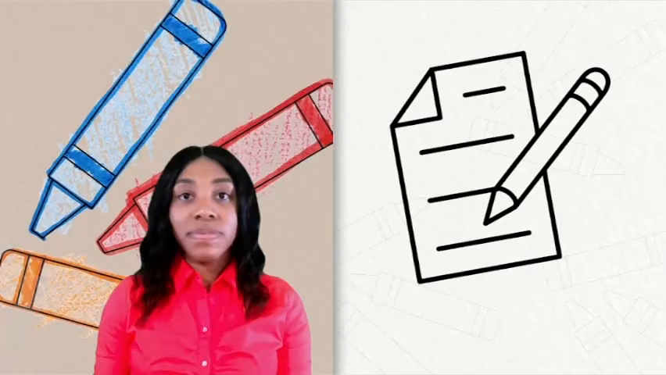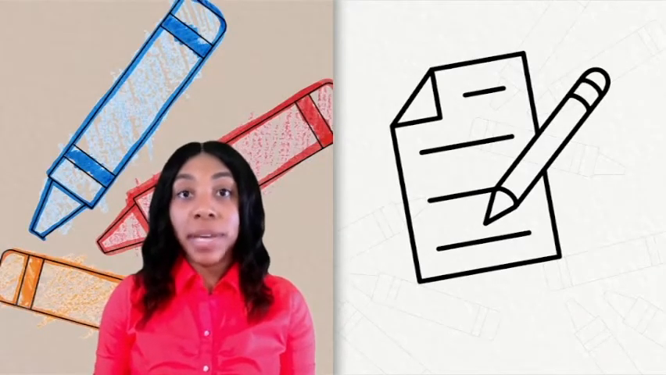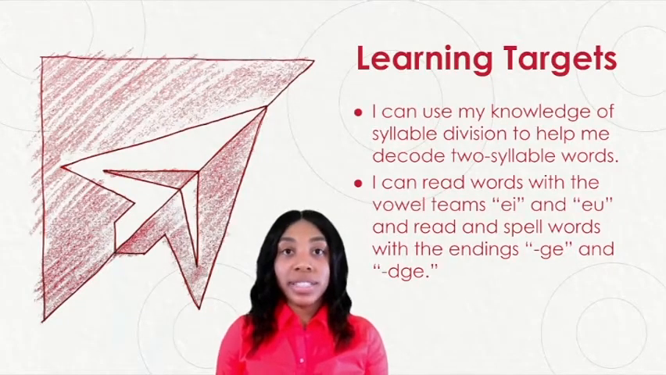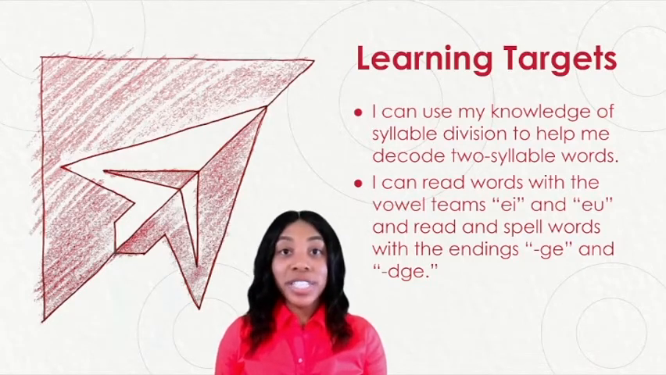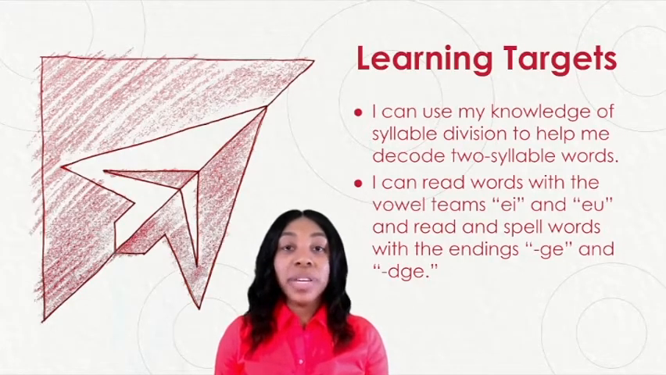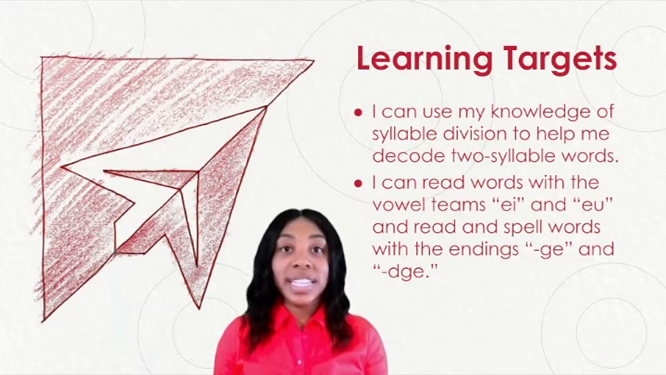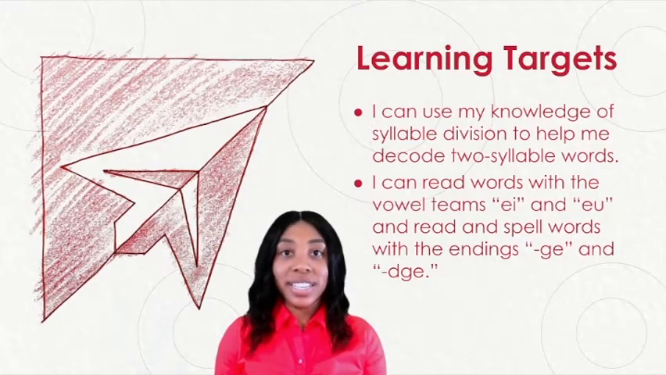Materials. You will need a paper and pencil for our lesson today. We have 2 learning targets. Please follow along with me as I read them. Our first learning target is, I can use my knowledge of syllable division to help me decode 2-syllable words. Our second learning target is, I can read words with the vowel teams EI and EU, and read and spell words with the endings GE and DGE.